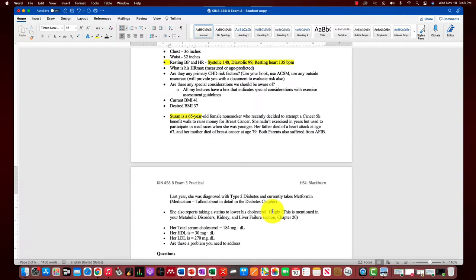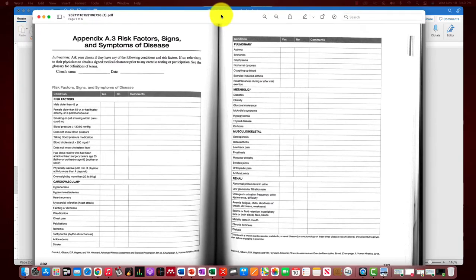Statins are also mentioned in your metabolic disorder, kidney and liver failure section, in chapter 20. So, you need to be aware of statins and metformin. Just be aware of them, okay? Her total serum cholesterol is this, her HDL is this, her LDL is this. Are these problems you need to address? Well, one of the ways you can do so is by just answering these questions.